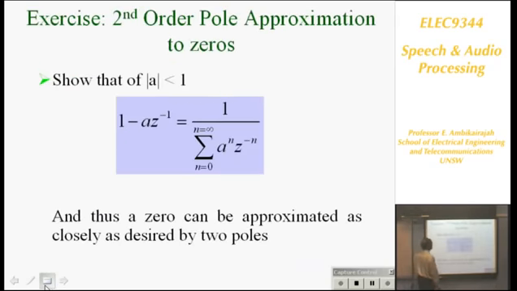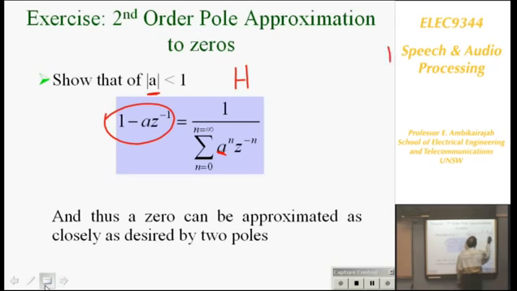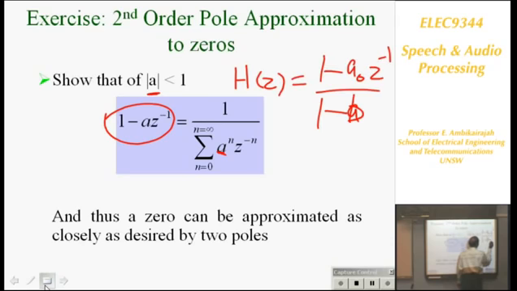And in an exercise, I want you to try this out. What you have to show when A is less than 1. This is a first order zero. Zero means, for example, 1 minus A z to the minus 1, over 1 minus B z to the minus 1. This is called a zero. This is called a pole.